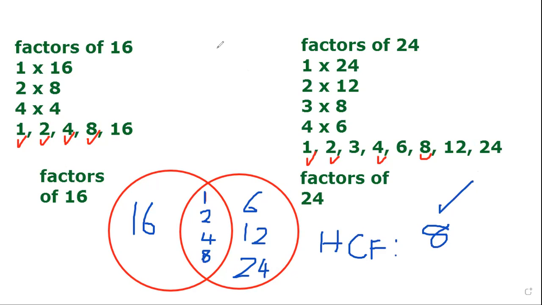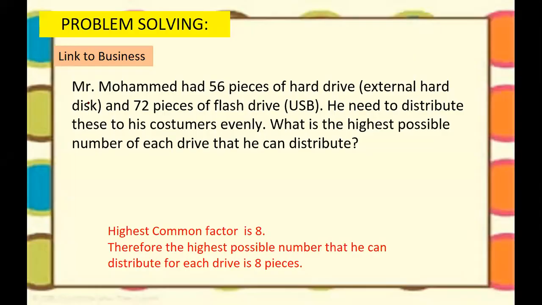Okay? Do you have any more questions? Let's solve this problem. Mr. Muhammad had 56 external hard drives and 72 flash drives. He needs to distribute these to his customers evenly. What is the highest possible number of each drive that he can distribute?